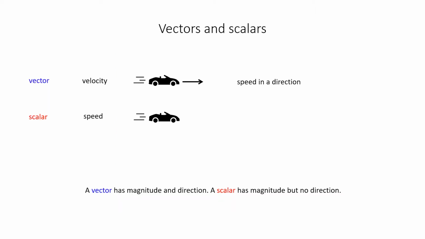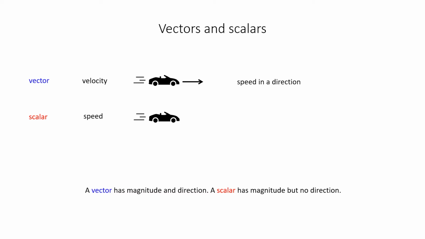A vector has magnitude and direction. A scalar has magnitude but no direction. Magnitude is just how much of something there is. So for example, velocity is a vector. It has a speed and a direction. Speed is just a scalar.